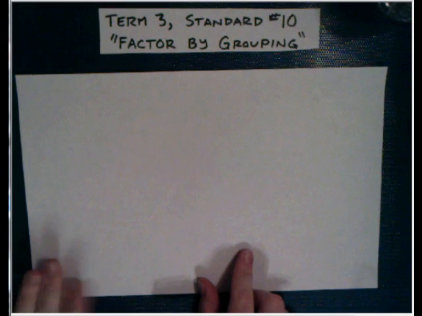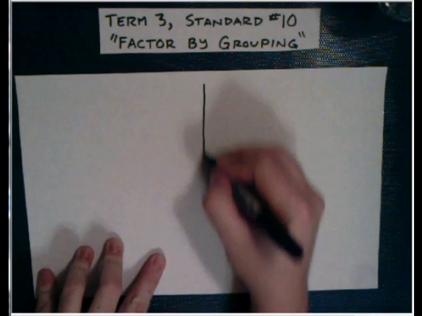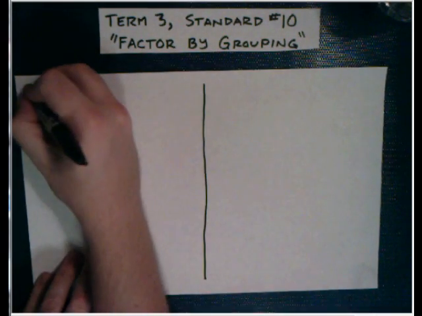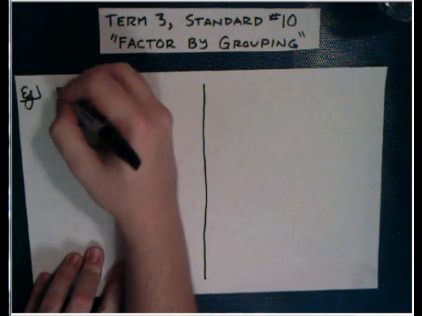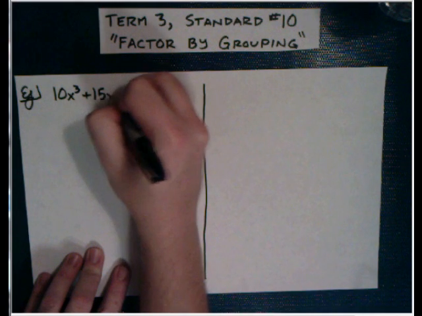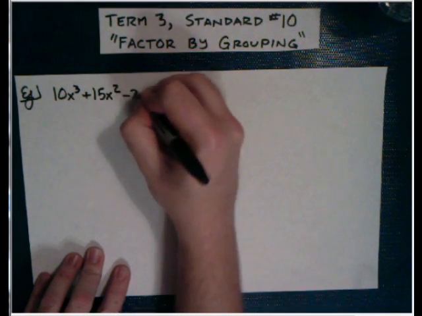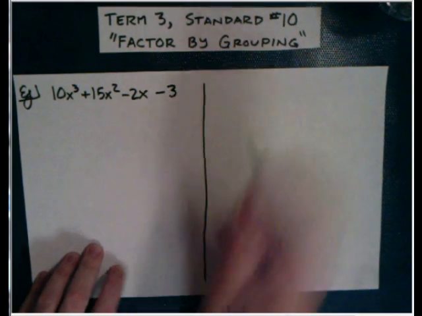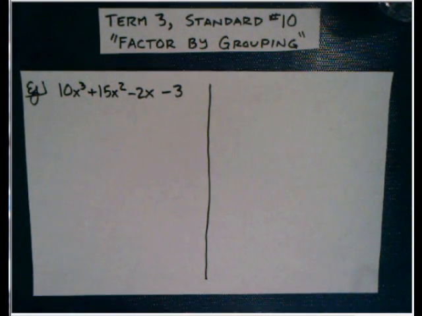So for our second one, assuming I can effectively divide this paper in half, we're going to do 10x cubed plus 15x squared minus 2x minus 3. Now if you're one of those people that you don't just learn by watching, you might want to try this one. You could always pause the video right here.